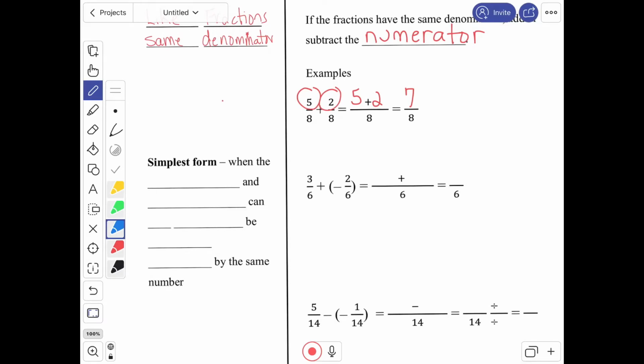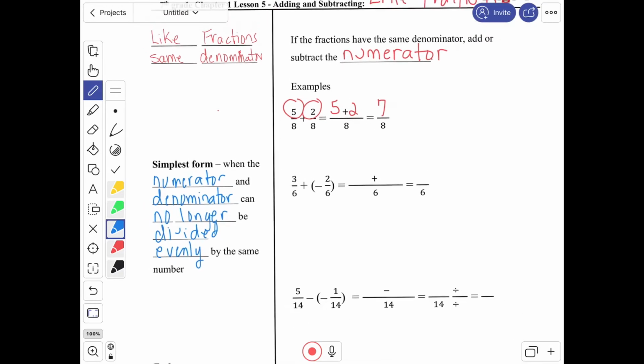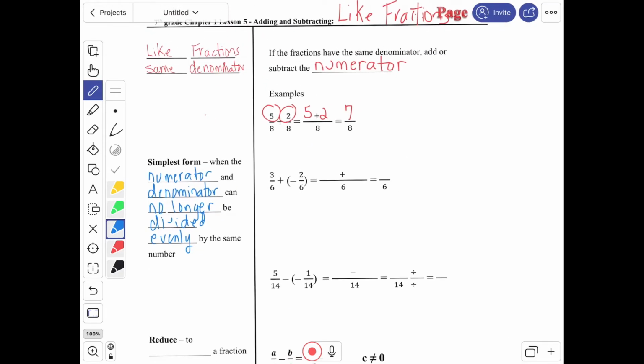Simplest form is when the numerator and denominator can no longer be divided evenly by the same number.